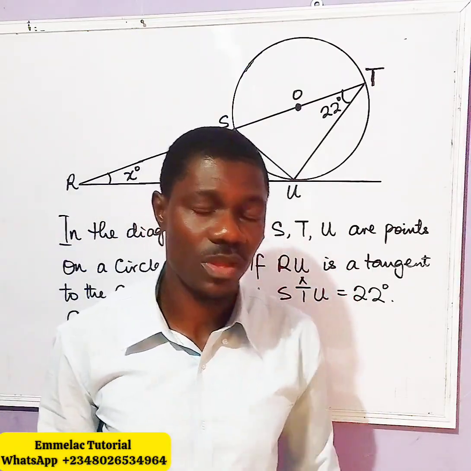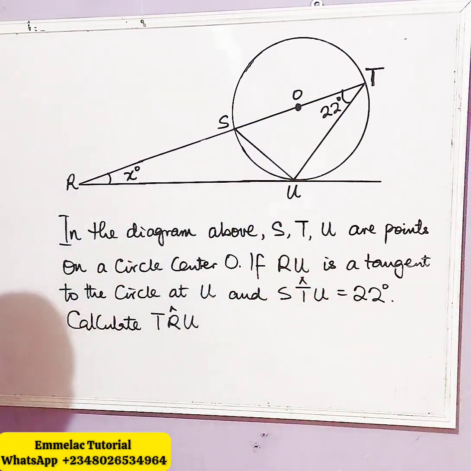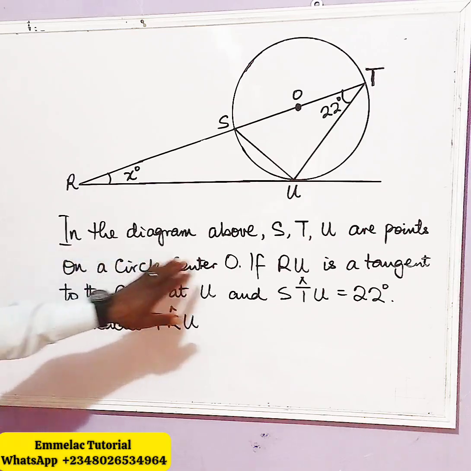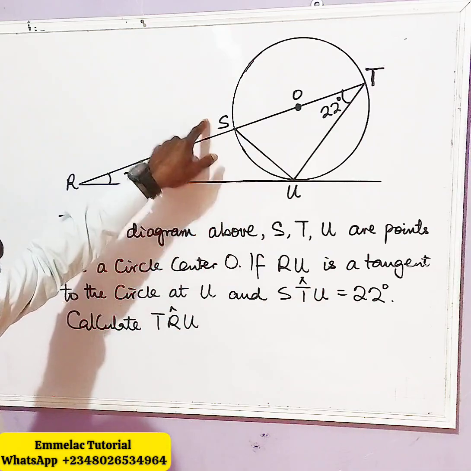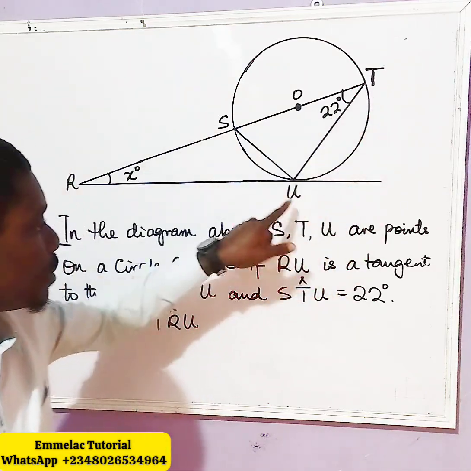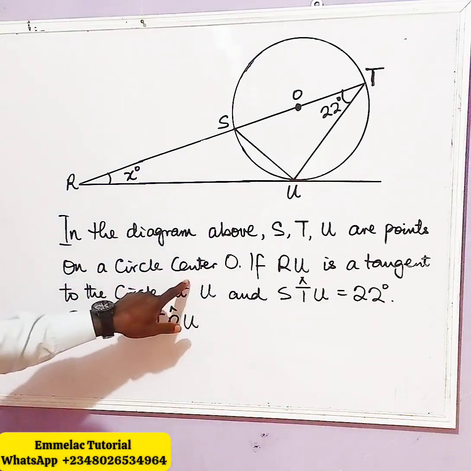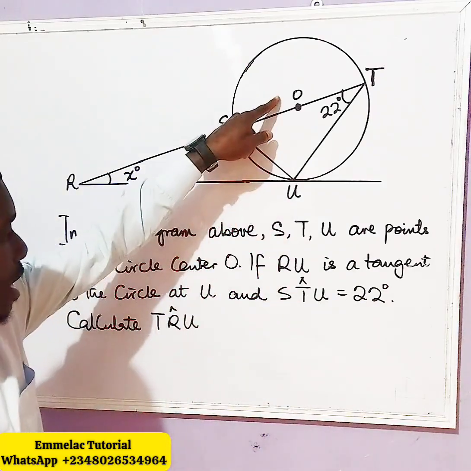Now before us, let us look at this circle geometry question. It says that in the diagram above, which is this, S, T, U are points on the circle centered O. Okay, here you have it.